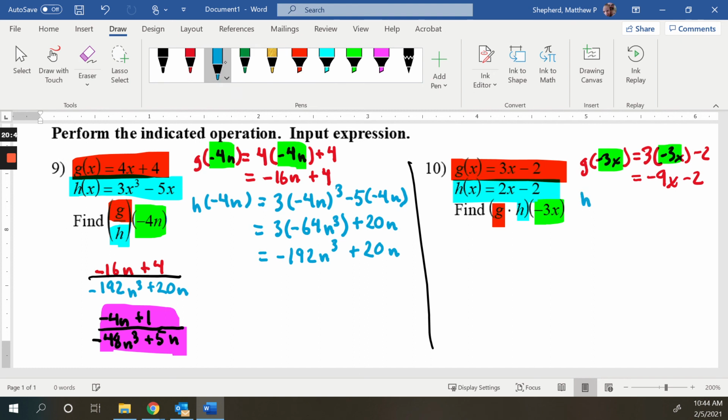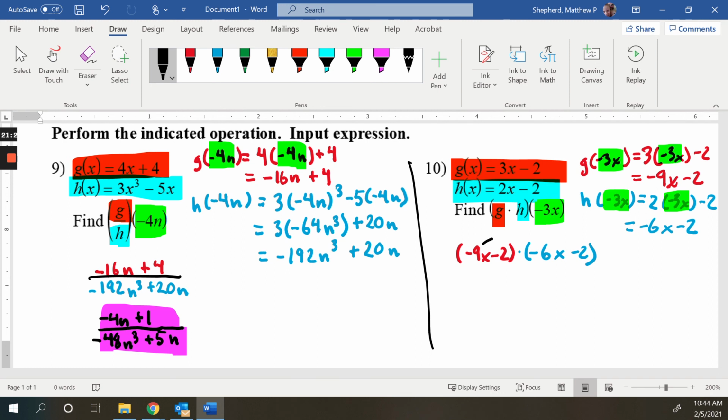Next we've got h of negative 3x, which should be equal to 2 times negative 3x minus 2, which will simplify to negative 6x minus 2. So now we know what g of negative 3x is and what h of negative 3x is. They want us to multiply both of those. So g of negative 3x was negative 9x minus 2, and we are going to multiply that by h of negative 3x, which was negative 6x minus 2.